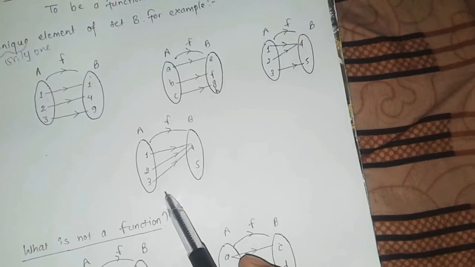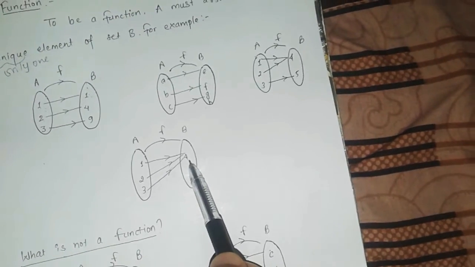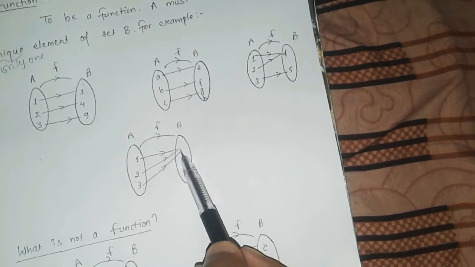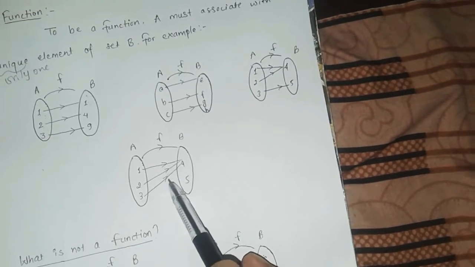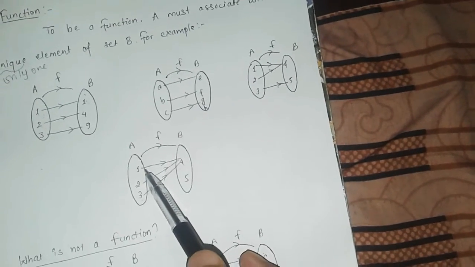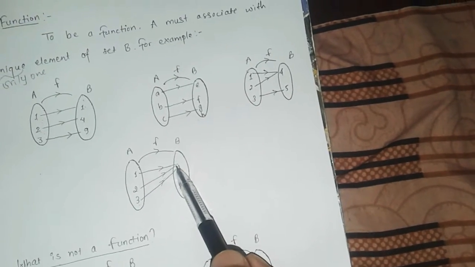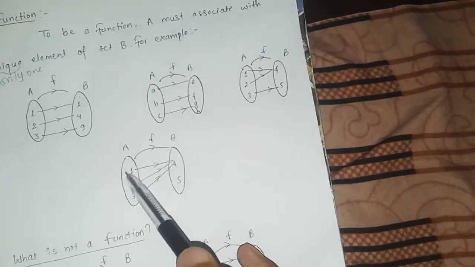Similarly, if you look here, we have 3 elements associated with the same number. The same concept is applied here. 1 is associated with 4, again 2 is associated with 4, 3 is also associated with 4. But here 1 has only one element, 2 has only one element, 3 has only one element. So that's why it is called a function.